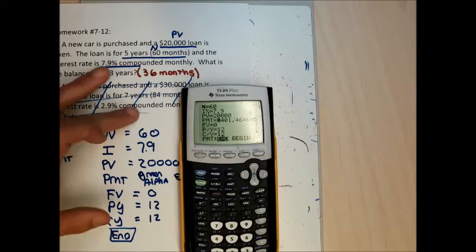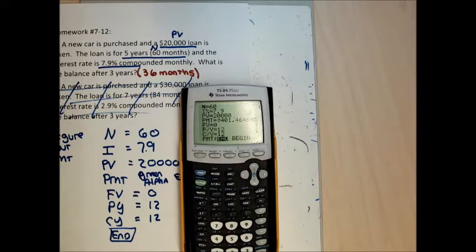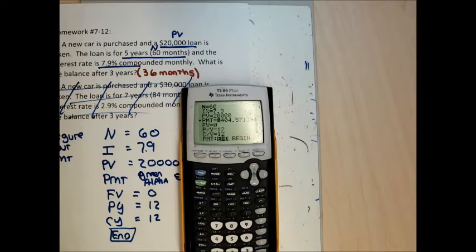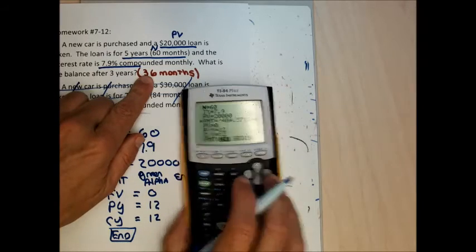So I entered everything here, but I left the payment alone. I cursored up to the payment. Now I hit the green alpha button and hit enter. So the payment for this loan is $404.57. Now that I have this loan into my calculator, I want to find the balance after 36 months.